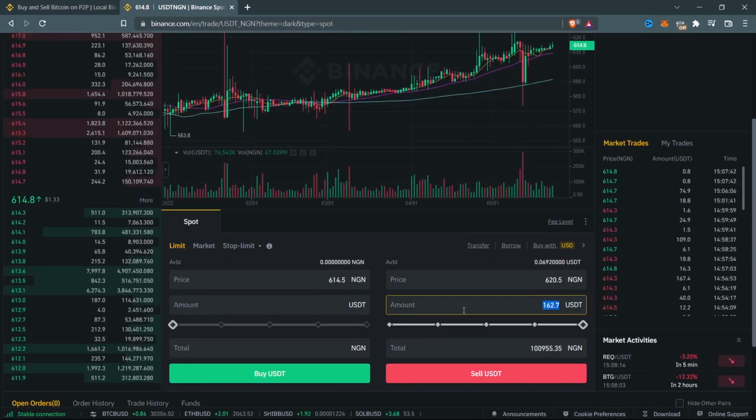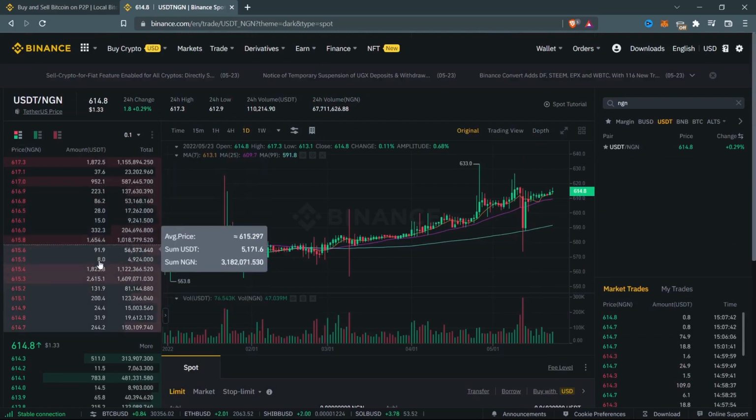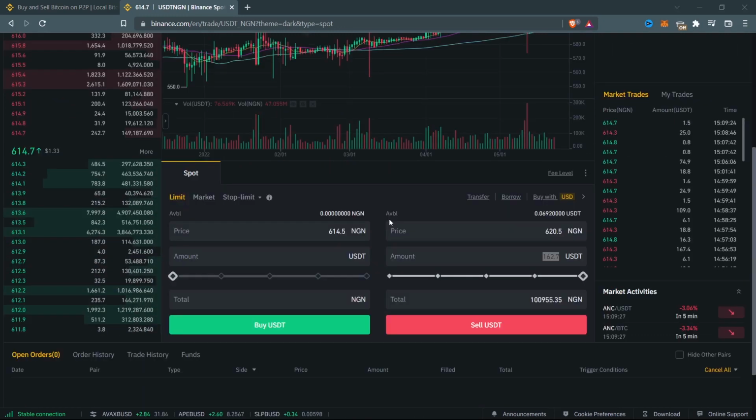But remember, you can actually set your own price right here or click any amount on this order book. So you can see that you can do this over and over again to make these profitable gains and you are not exposed to risk that much, right?